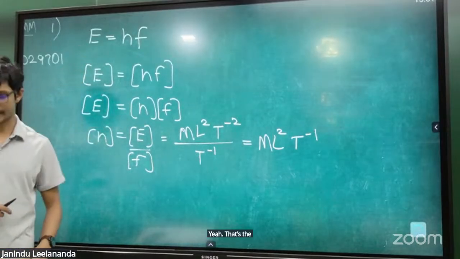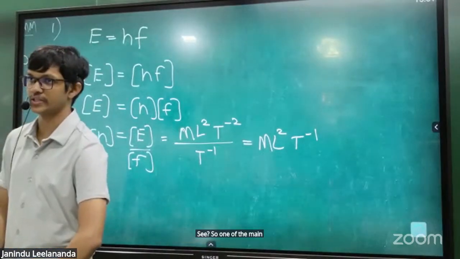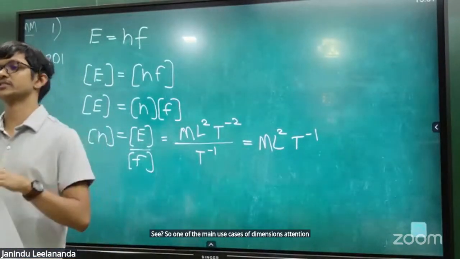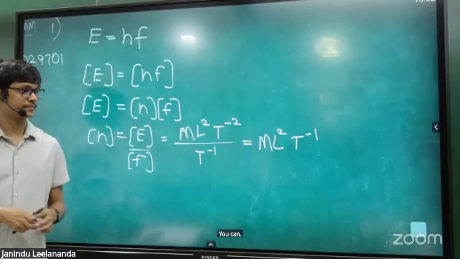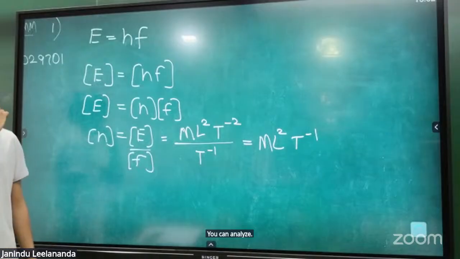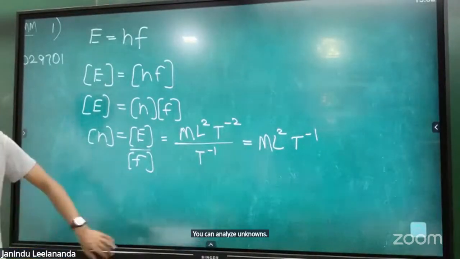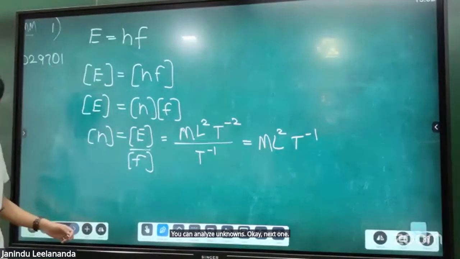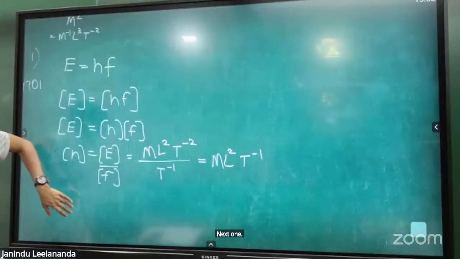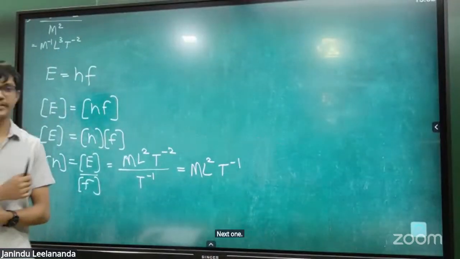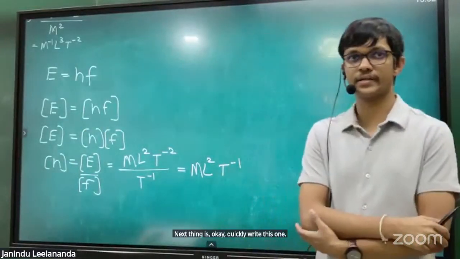So that's the idea. One of the main use cases of dimensions is that you can analyze unknowns. Okay, next one. Quickly write this one if you are still writing.